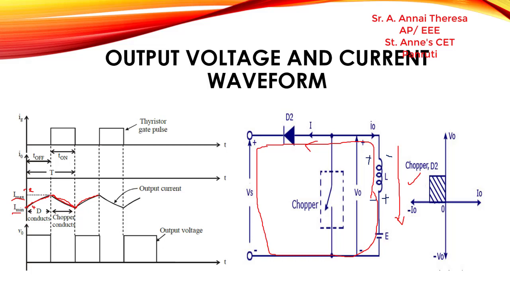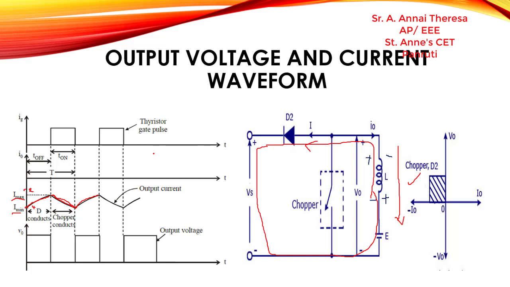Then, you may have a doubt that it goes from I max to I min. Not like that, it increases in the negative region. Negatively it increases. That's why we have drawn it like this. Hope you understood. So this is the output voltage and output current waveform of the type B chopper.